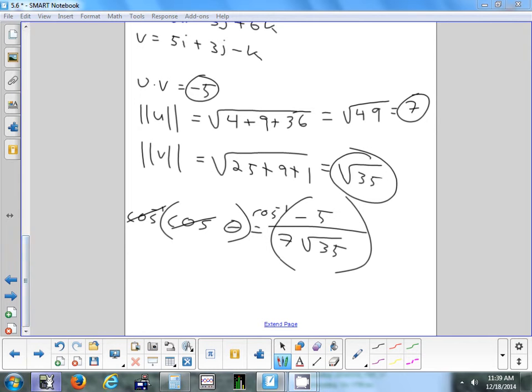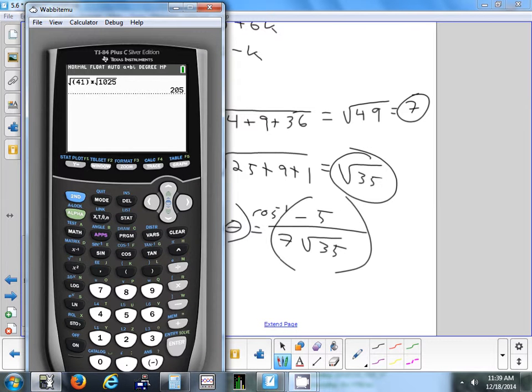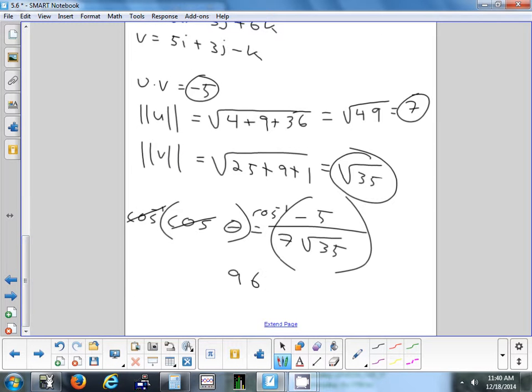Okay, you do have to be careful when you type it in. Put your denominator in parentheses, otherwise order of operations isn't done correctly. So 7 square root 35, close the parenthesis for your denominator and for your function. Okay. So the vectors are close to perpendicular, not quite: 96.9 degrees. And that's an angle in space, in 3D, 96.9. Okay. Any question on that? All right.